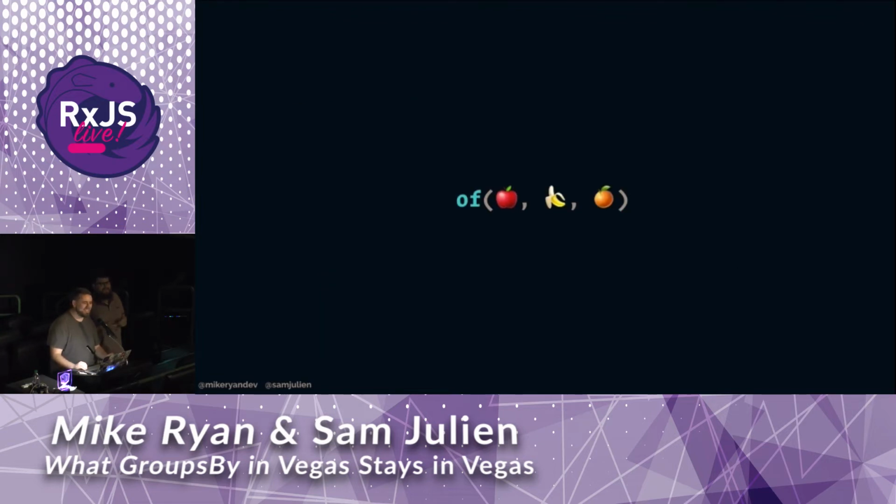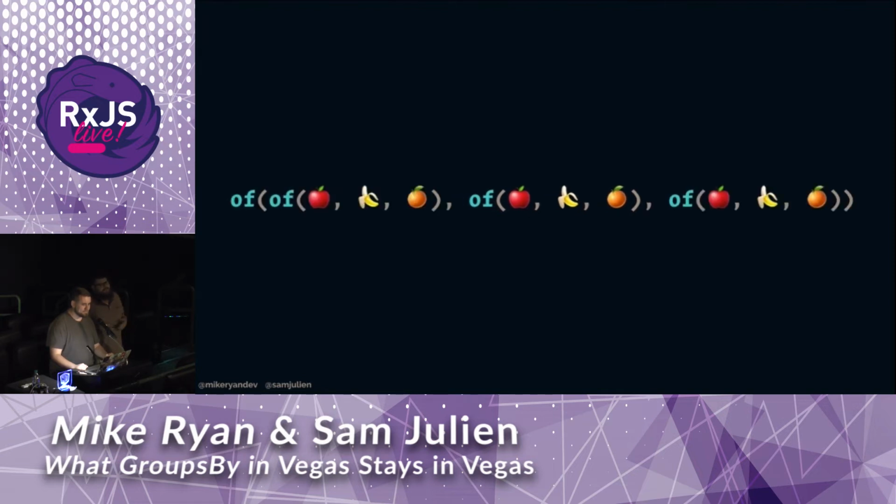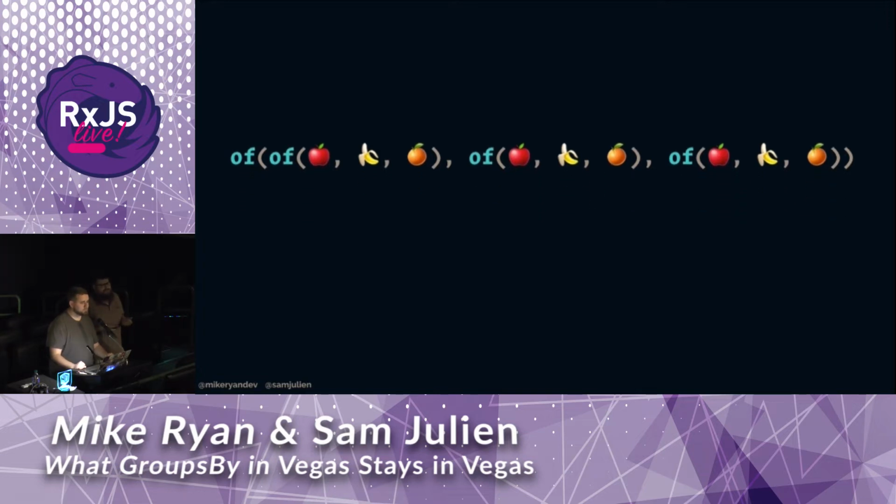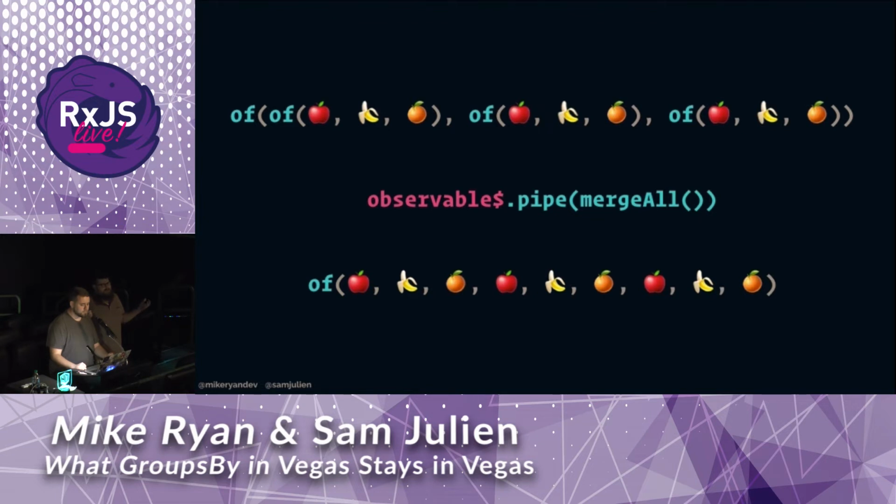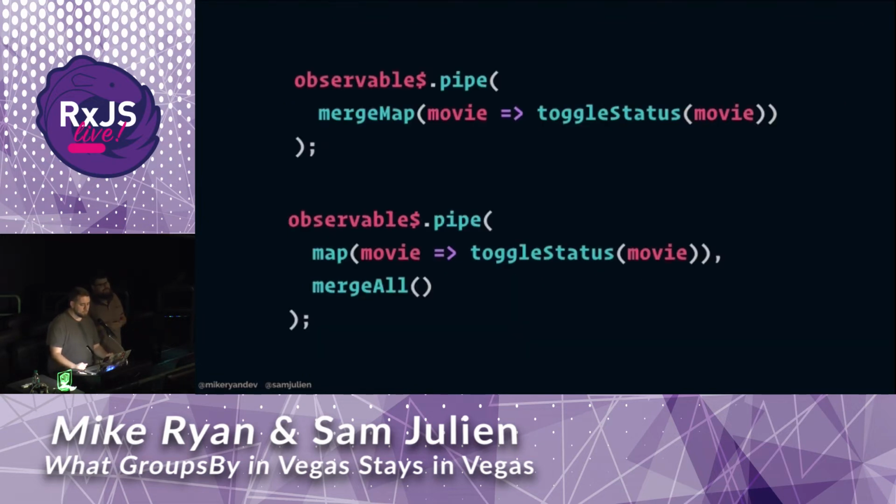And then we could use the same thing with observables. So let's say we have an observable of these fruits, and then we have a nested observable. So we have 3 observables of fruits inside of another observable of fruits. We could use one of our combination operators like merge all and smush everything down into one observable of fruit. So that seems fairly straightforward. And it turns out that a lot of these combination operators that we've come to know and love and maybe fear are just syntactic sugar.